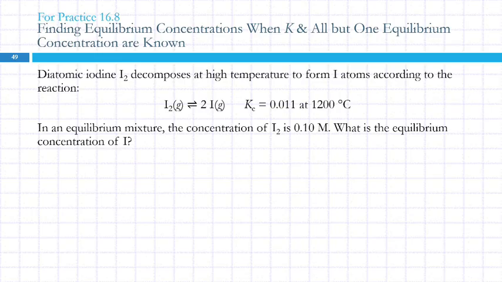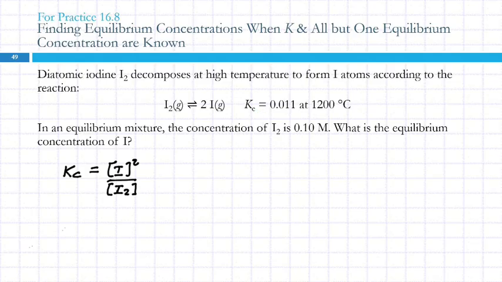Diatomic iodine decomposes to form iodine atoms. We've got a reaction, we've got a K. In an equilibrium mixture, the concentration of I2 is 0.1 molar. So I'm going to write the expression for the equilibrium constant. So it's the concentration of iodine atoms squared divided by the concentration of iodine molecules.